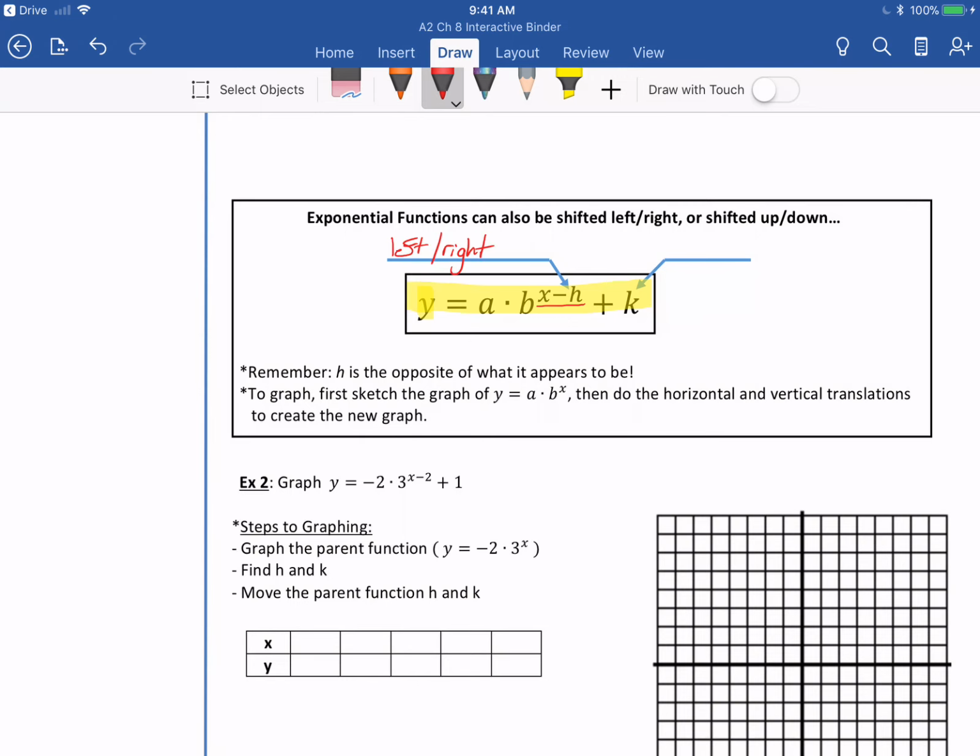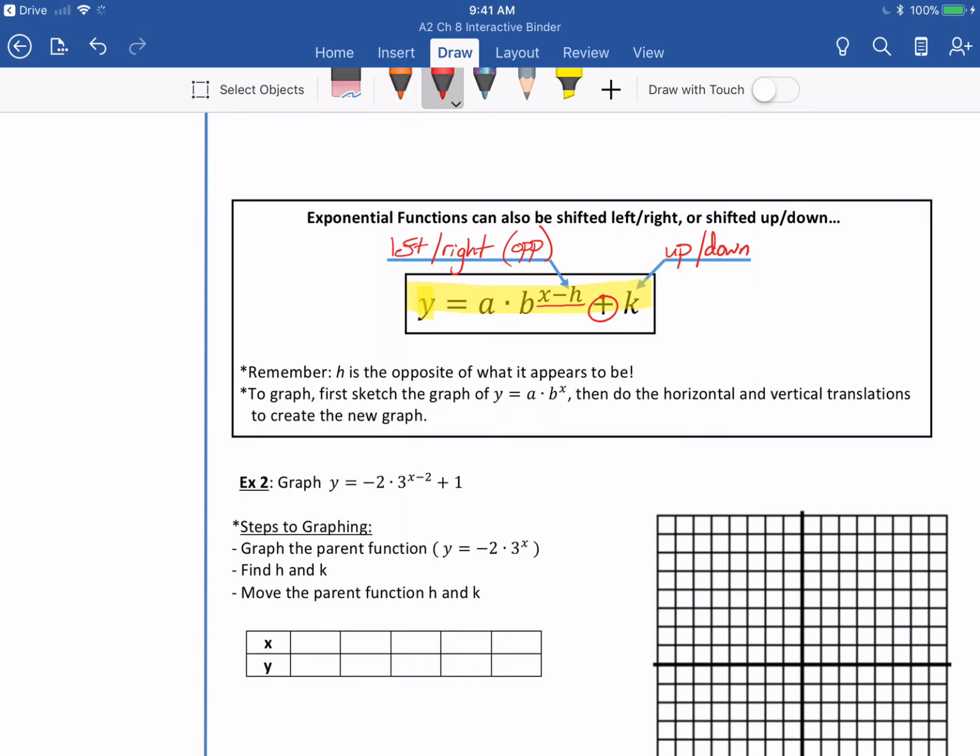All right, and maybe want to write a little opposite note for yourself. It's always the opposite of what it looks like. So your h is the opposite of what it looks like, and your k moves it up and down. And your k isn't the opposite of what it looks like. Notice how that's a plus there. So it just stays whatever your k is. All right, so that's what we're going to do.